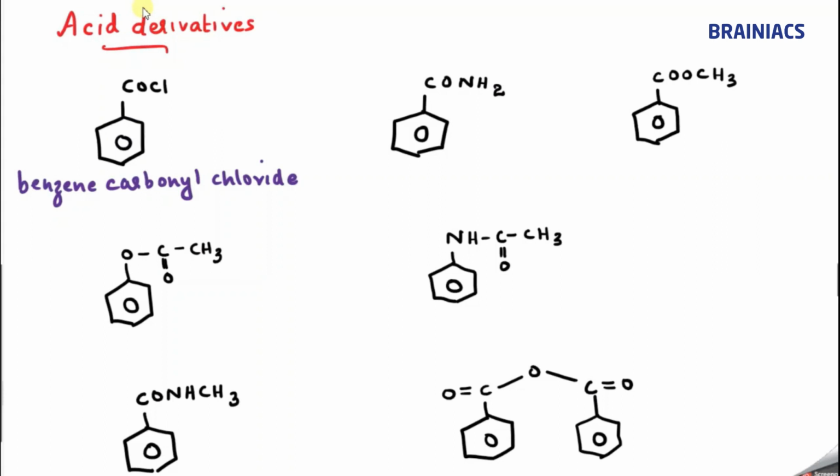And what about this one? This one also we discussed. Earlier the name was benzamide, that is also correct, but the more correct one is benzene carboxamide. Why is carboxamide coming? Because carbon is present outside the parent. That's the reason why benzene carboxamide is coming. Correct? Now, what about the next one?